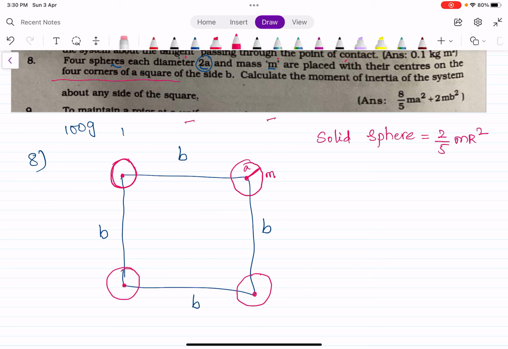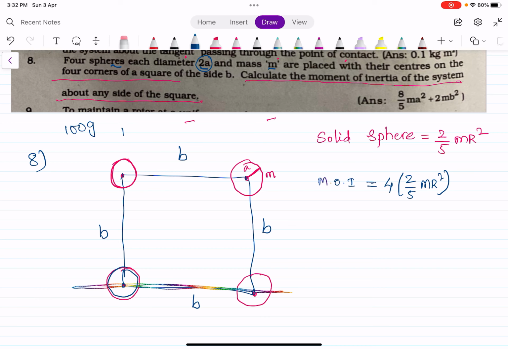Now the question is, calculate the moment of inertia of the system about any side of the square. I am going to find the moment of inertia of the system about this side of the square. The moment of inertia of four spheres is 4 times 2/5 mr square, if the axis passes through the centers.